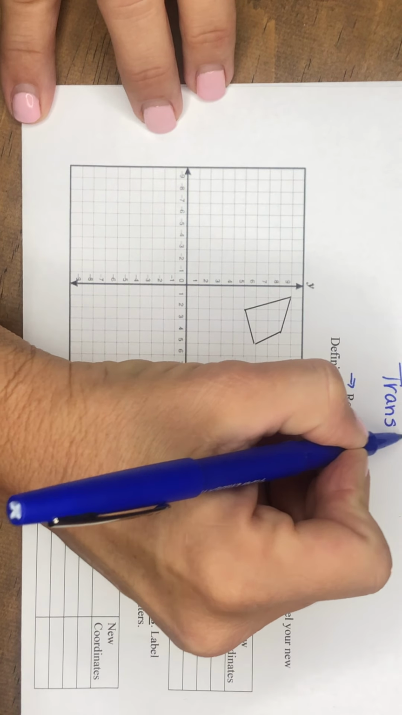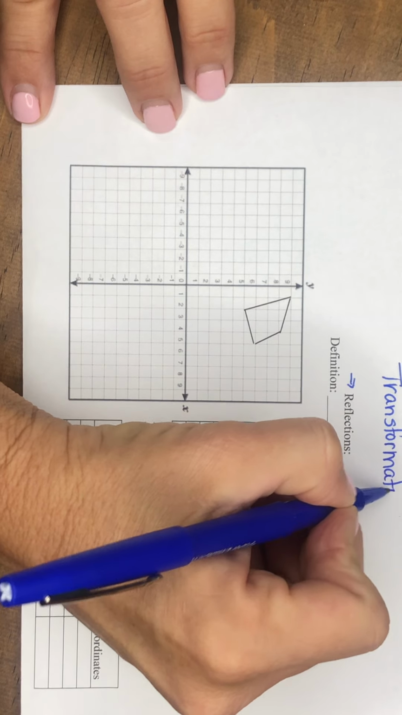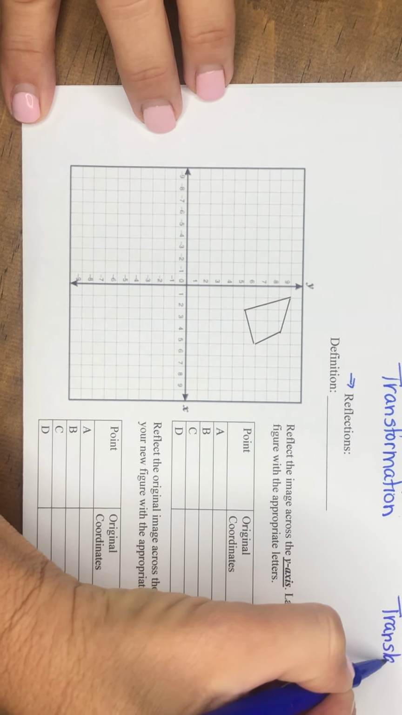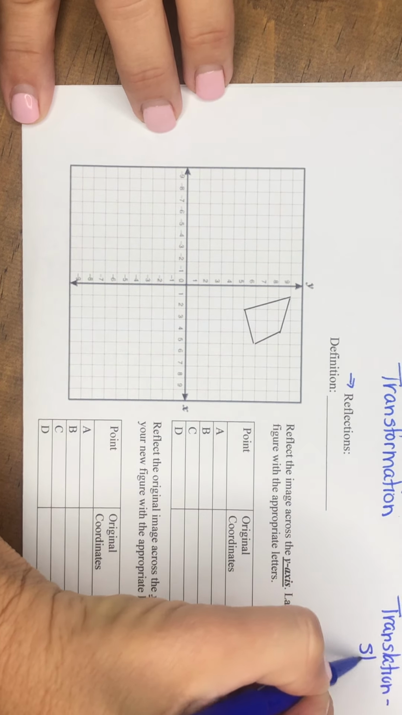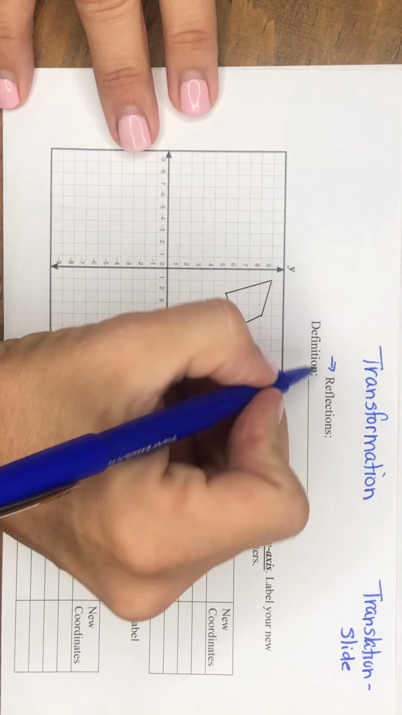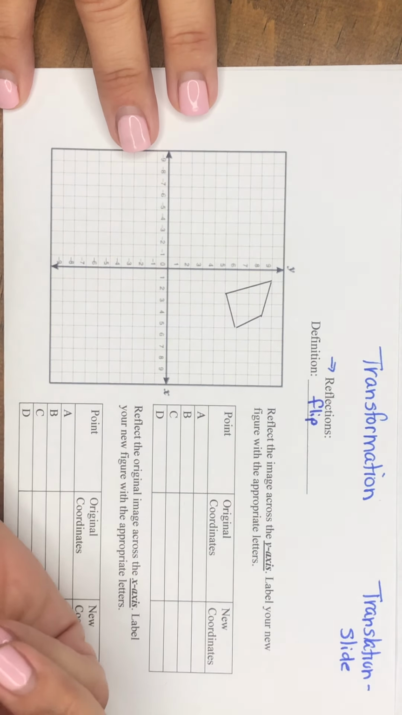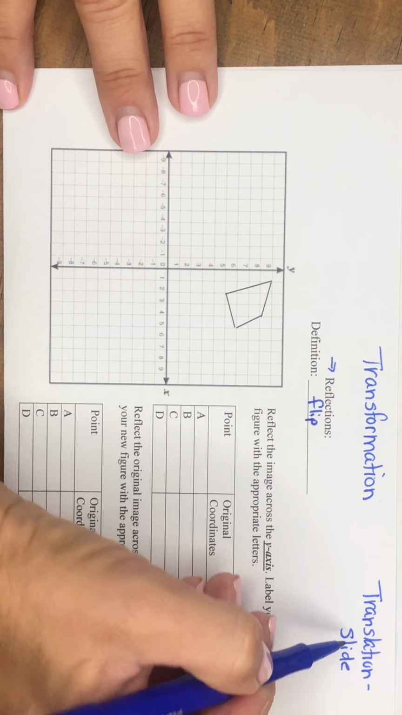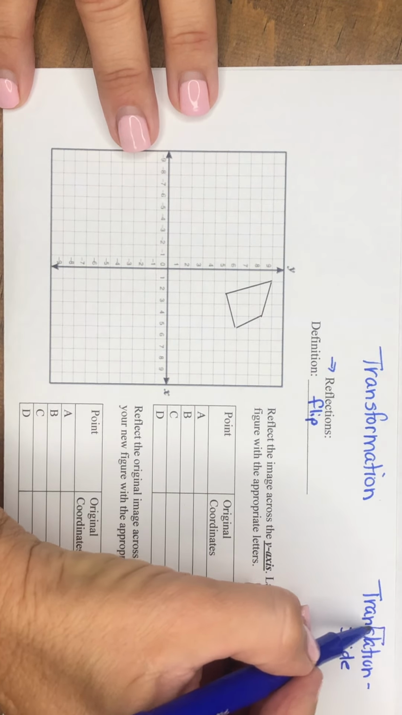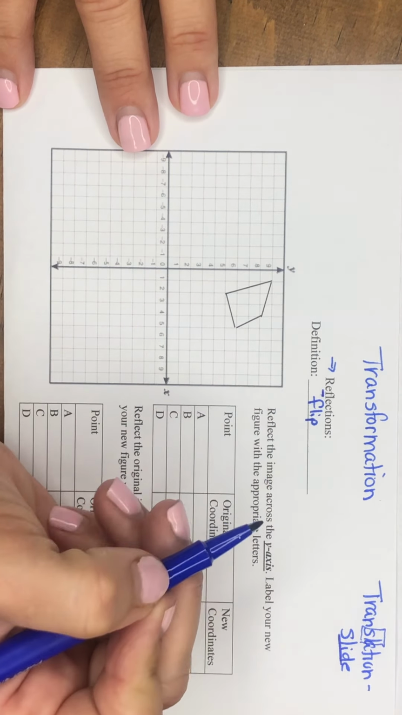Now remember, a transformation is just a change. And we've already looked at translations, which is a slide. And now we're going to be looking at reflections, which is a flip. Okay, just remember, translations is a slide, reflections is a flip. Now remember, I told you to look in here for SL for slide. Look in reflections, it's FL for flip.